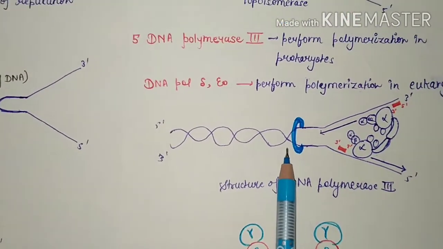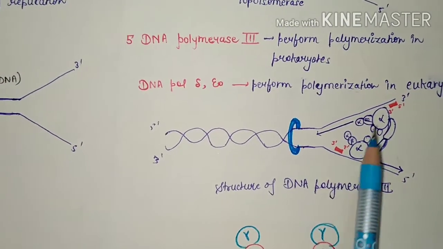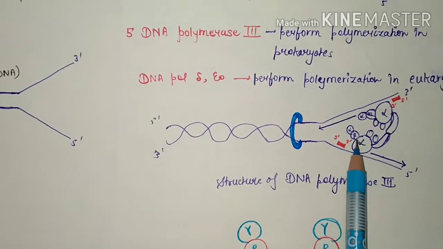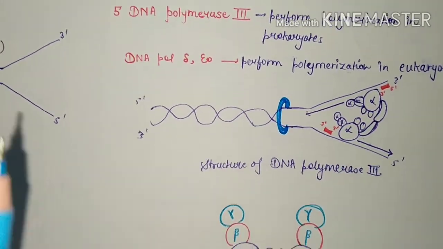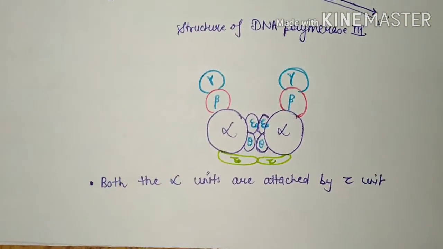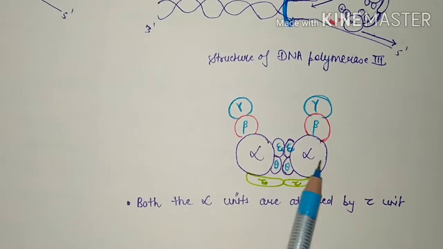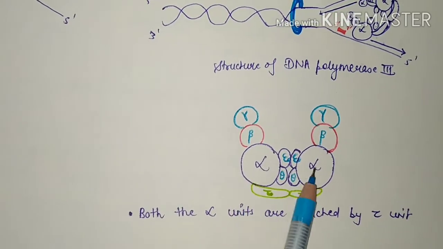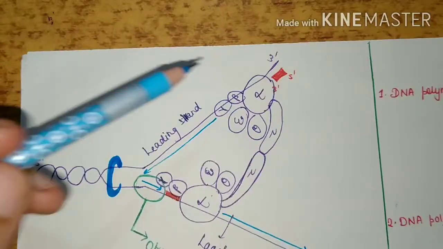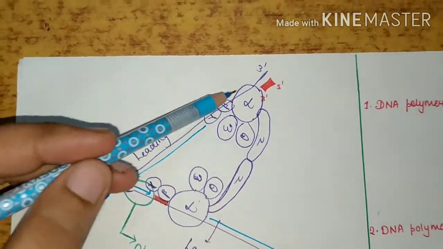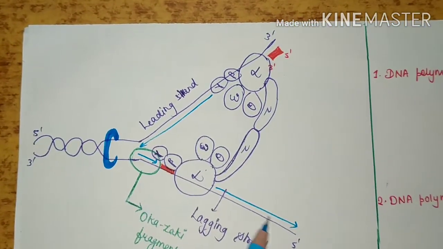Here is your DNA strand. This is the topoisomerase and these are the primers. This is the alpha unit and this is also an alpha unit. This is the structure of DNA polymerase third. These are the alpha units and these alpha units are attached with the tau unit. One alpha unit attached with this strand and the other alpha unit attached with this strand.